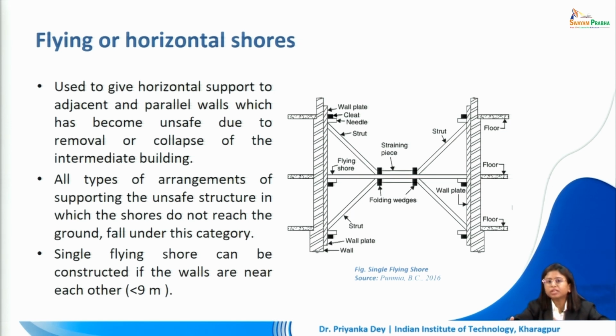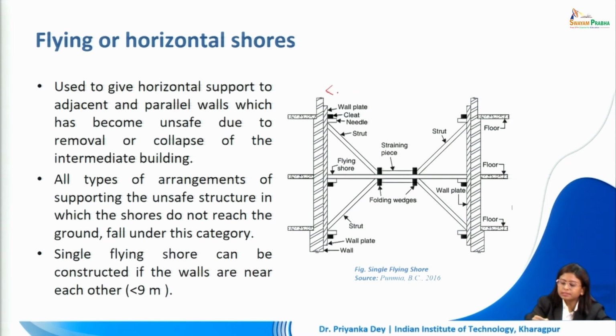Now all types of arrangements for supporting the unsafe structure in which the shores do not reach the ground will fall under the category of flying or horizontal shores. Now if the distance between the two walls or two buildings that are holding hands or taking support from each other is less than 9 meters, we will go for single flying shore.